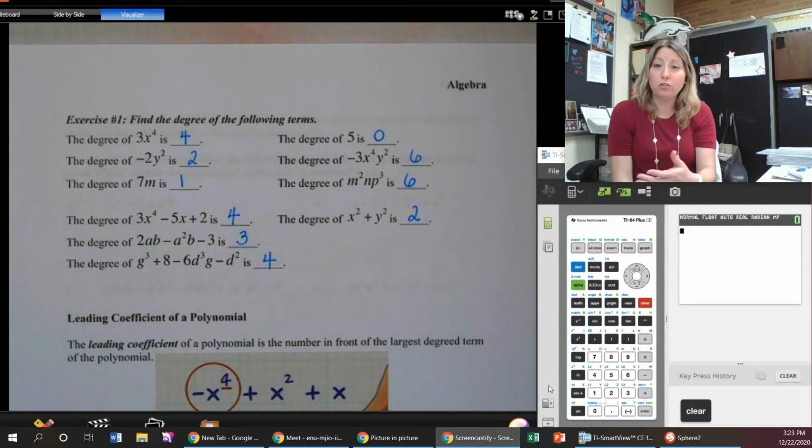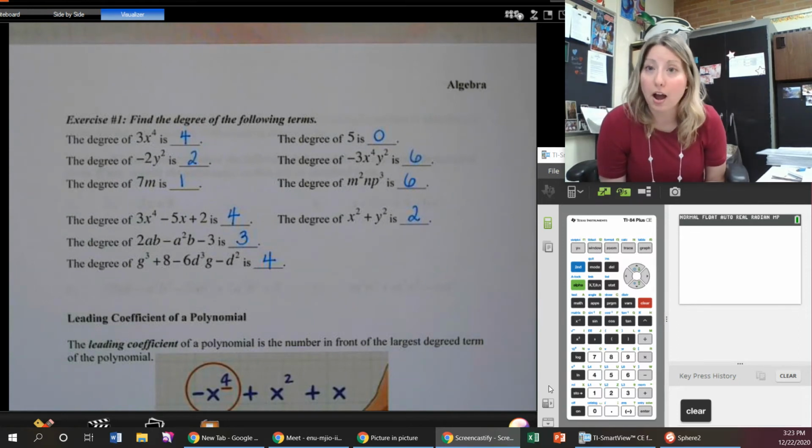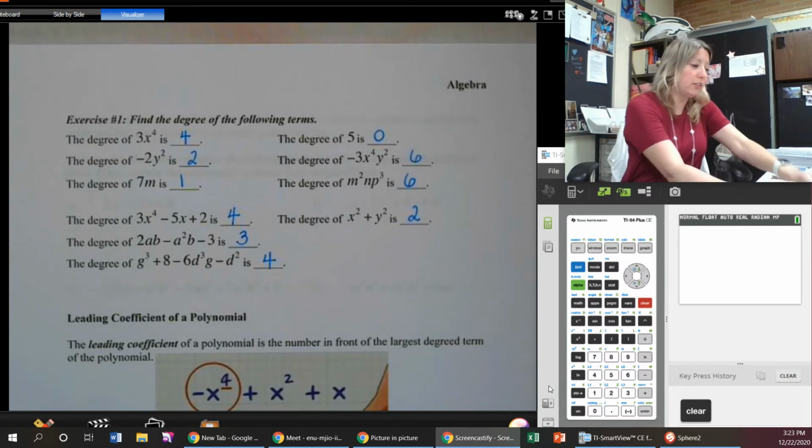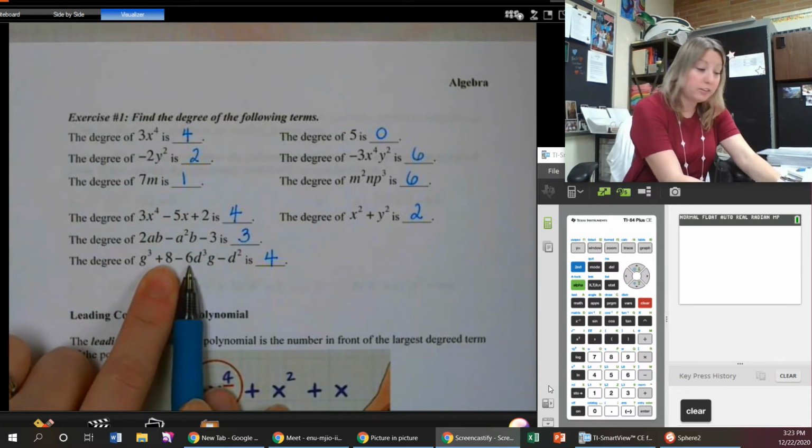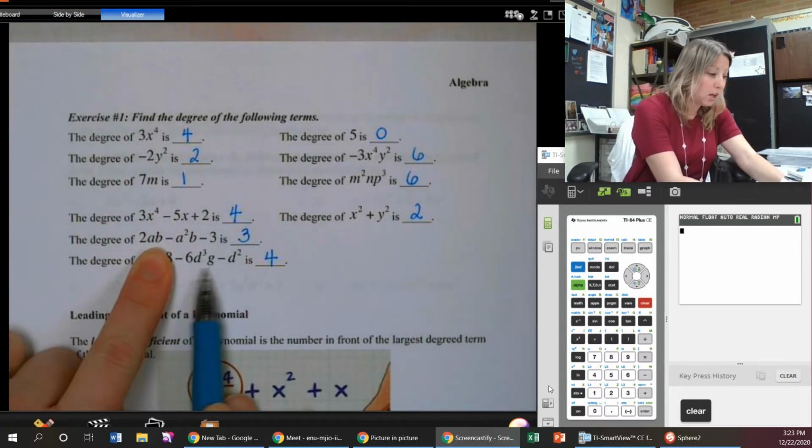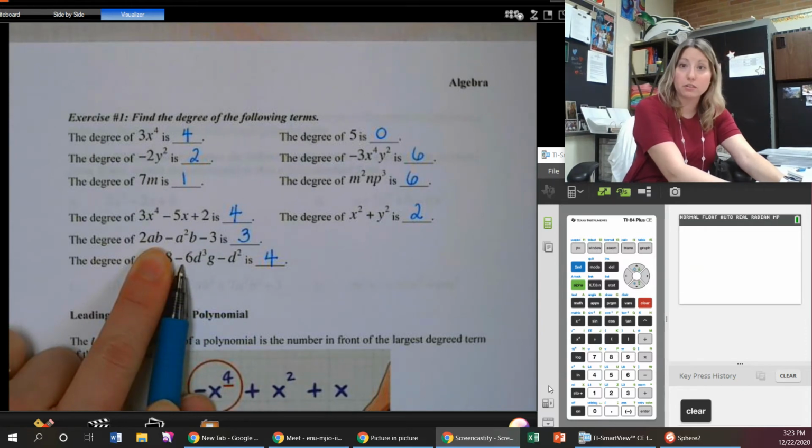Now, the leading coefficient is just the number in front of the highest degree term of your polynomial. Okay, so in this example right here, the highest degree term was right here. The leading coefficient of it is -6. That's it. That's how you find it.